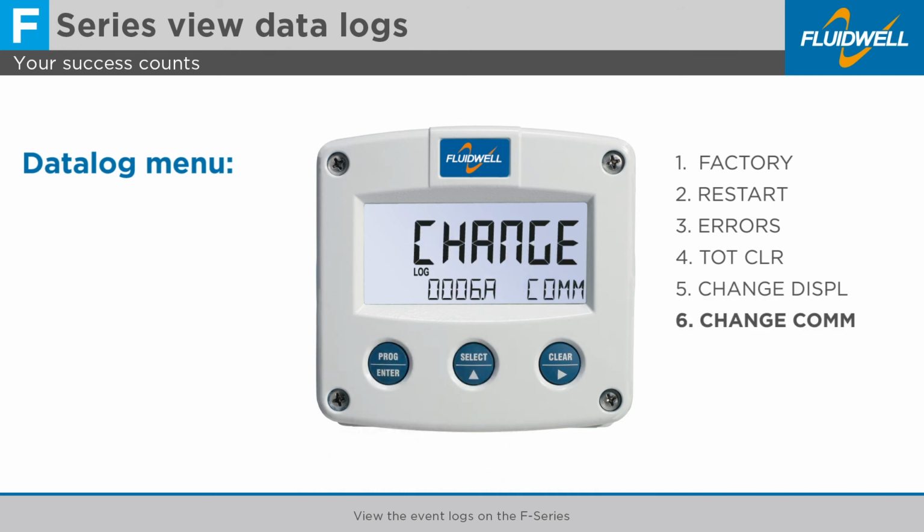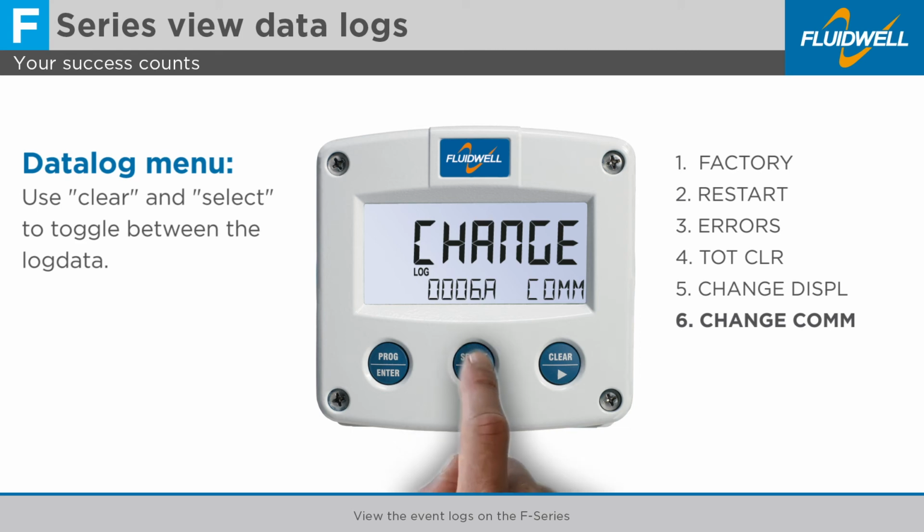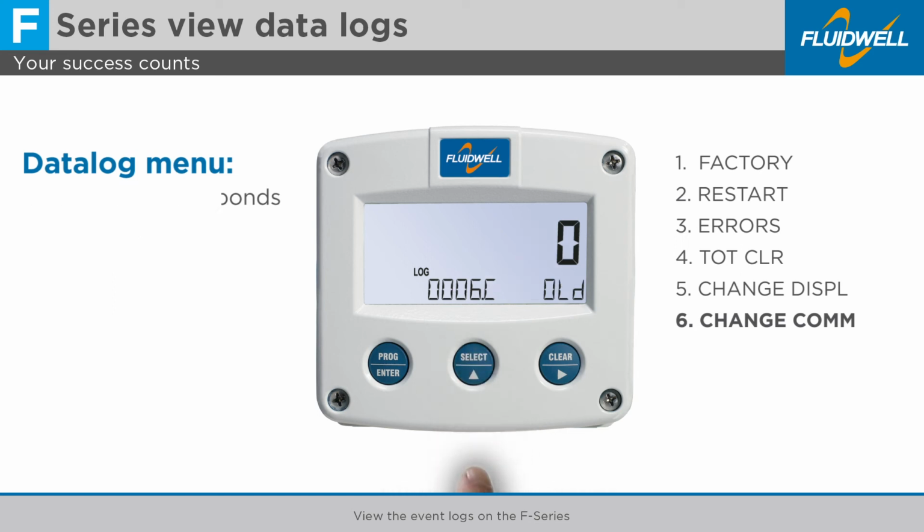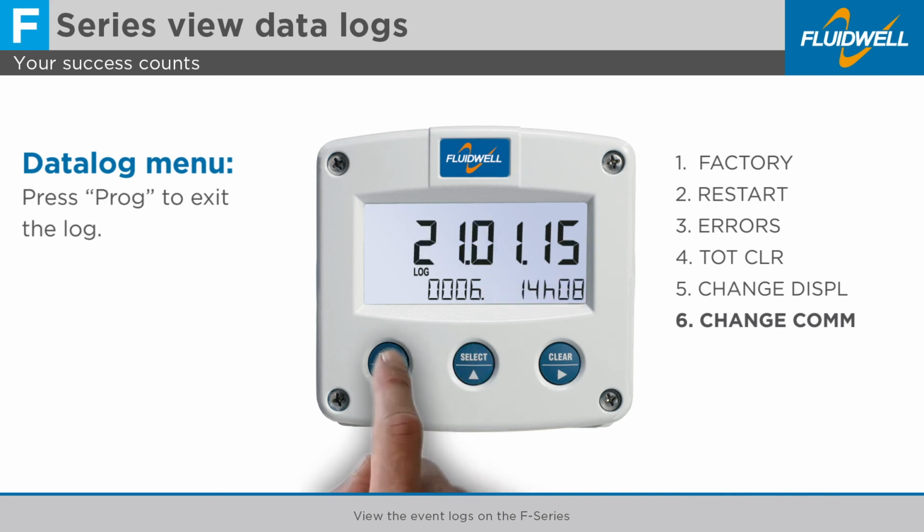The last example event shows a variable change via Modbus communication. Use Clear and Select to toggle between the specific log data. B, Regno, corresponds with the displayed Modbus register. C, Old, shows the previous setting. D, New, shows the current setting. Press Prog to exit this log.